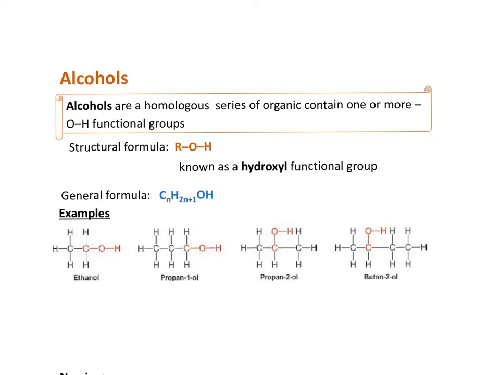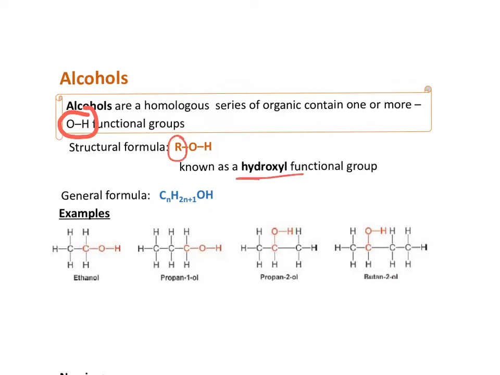Welcome to our session on how to name and identify alcohols, aldehydes, and ketones. Now, alcohols are the homologous series of organic compounds which contain one or more OH functional group. What's important to note here is that the OH functional group is not a hydroxide, I apologize, but it is known as a hydroxyl.